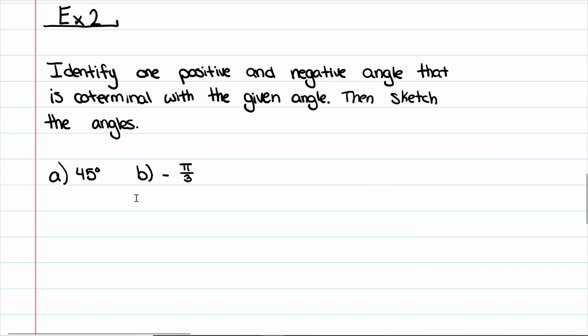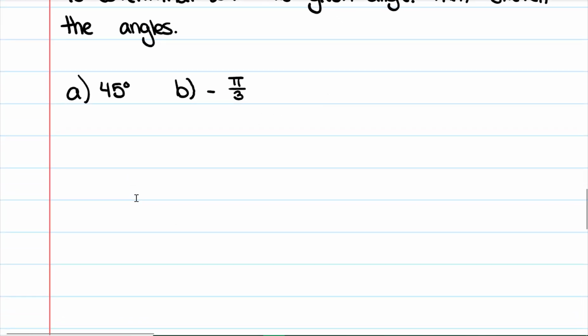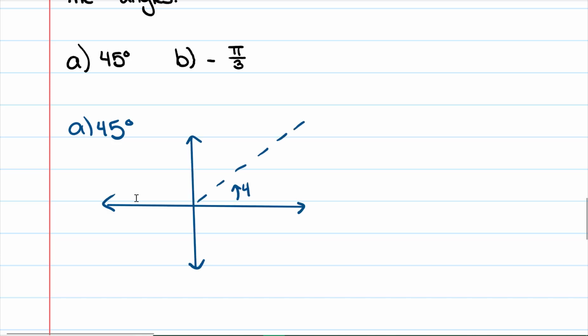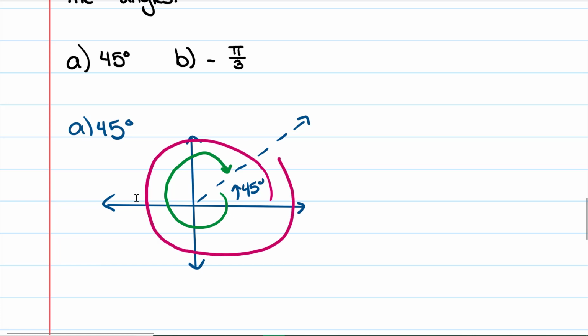Example 2. Identify one positive and one negative angle that is coterminal with the given angle. Then sketch the angles. For A, we're at 45 degrees. If you want to be coterminal, you either add or subtract 360 to be on the same spot. The first thing I'm going to do is draw it. 45 degrees is about here. If I subtract 360, that means I'm going clockwise 360. And if I add 360, I'm going 45 plus a whole other 360, which puts me here.